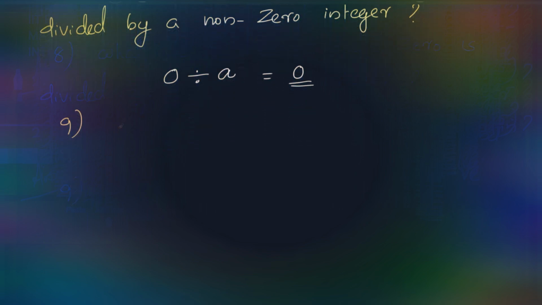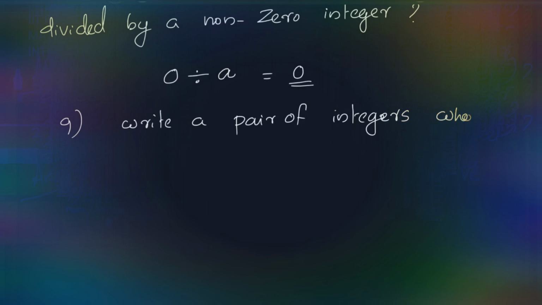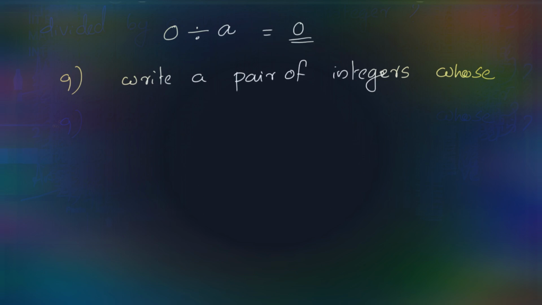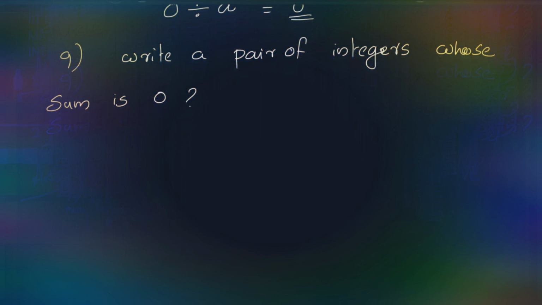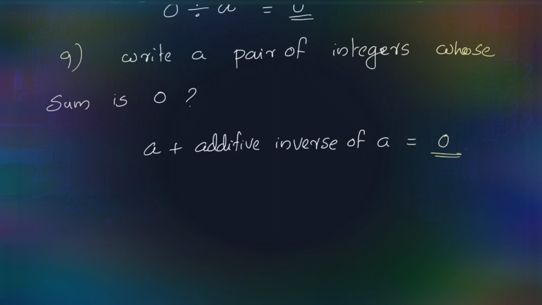Next is our 9th question. Write a pair of integers whose sum is 0. Any integer with its additive inverse gives the answer as 0.